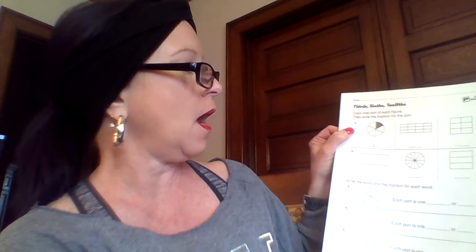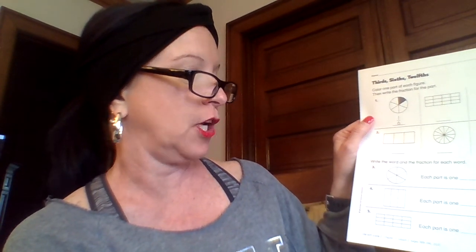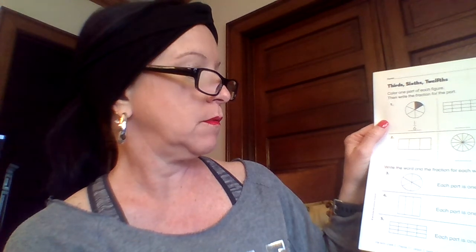This one is where you color one part of each figure and write the fraction. And so your numerator is going to be 1 and your denominator is going to be different. And then at the bottom, it actually says write the word and the fraction for each one. So you'll have to create that one in word form and fraction. Okay. Oh, I forgot the back. This one's a pattern block shape too. It's an enrich. So this is a little bit higher thinking. Okay.